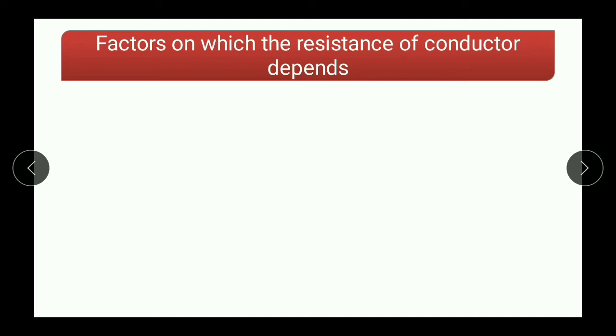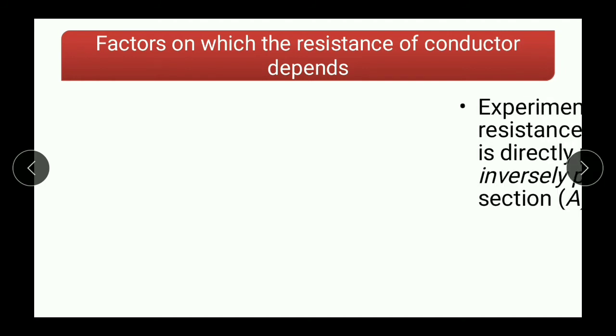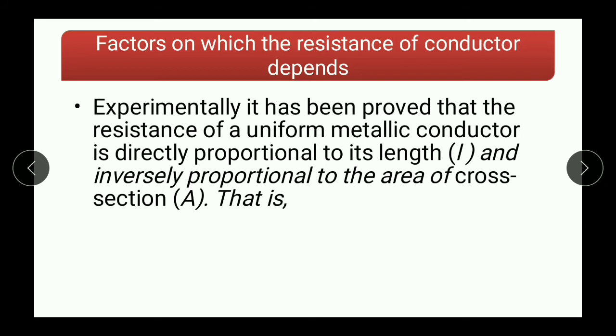When experiments were done to study the resistance of the conductor, the following were the observations. It was observed that the resistance of a uniform metallic conductor is directly proportional to length and inversely proportional to area of the cross section.